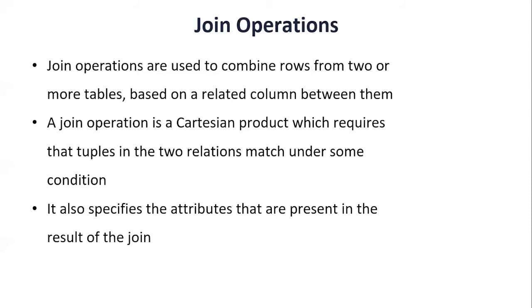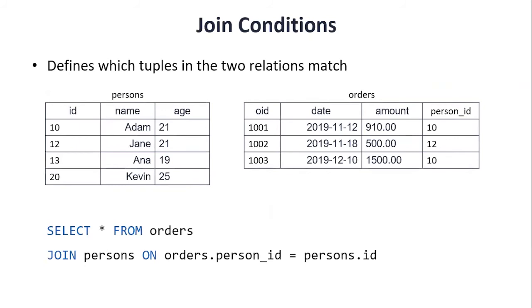And this join operation, we call it a Cartesian product, which requires that the tuples in the two relations match under certain conditions. This join condition specifies which tuples in the two relations should match together.